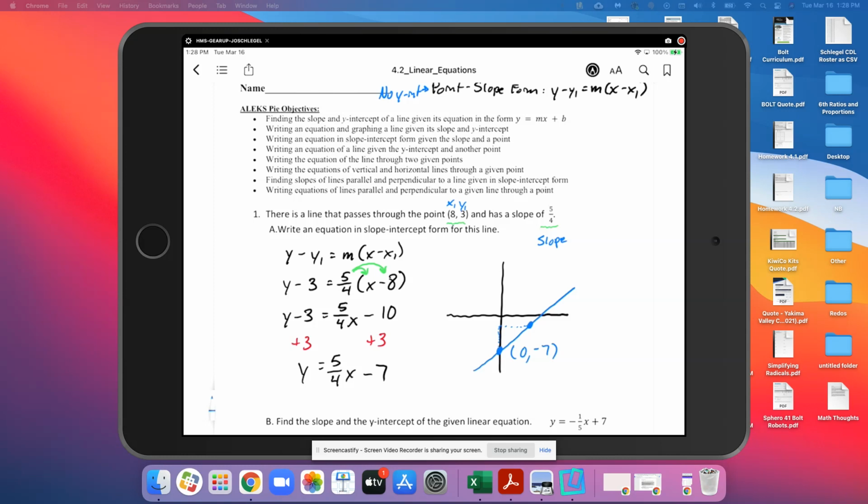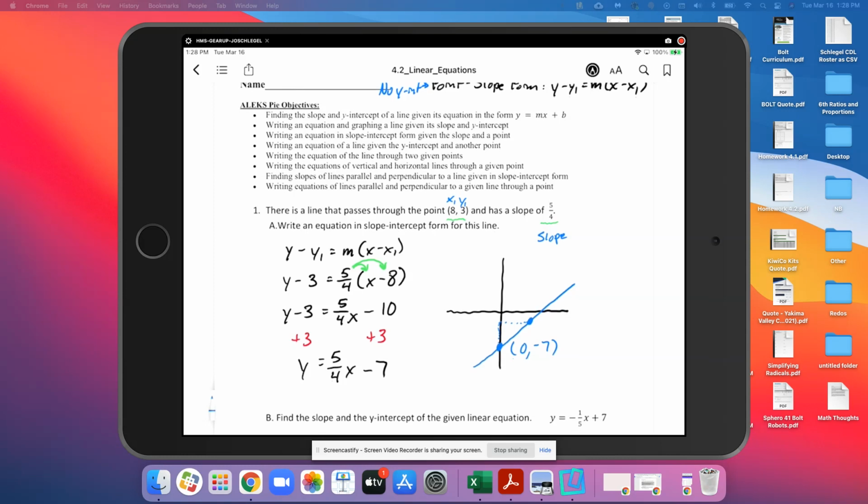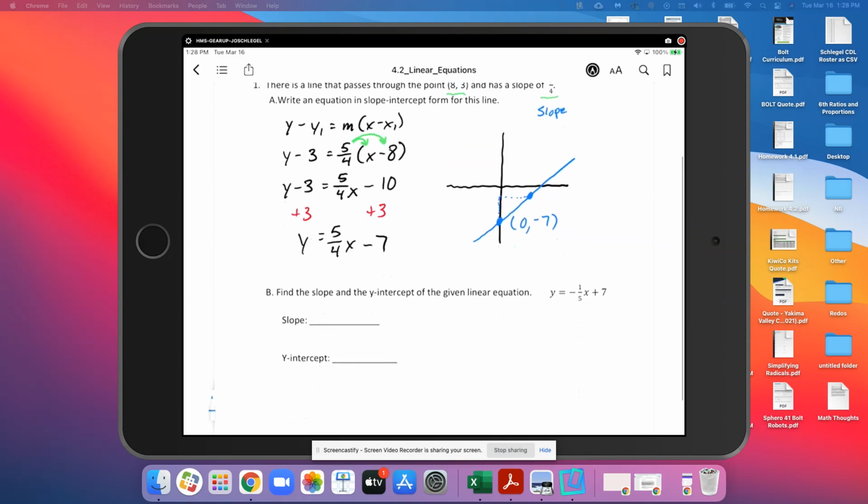So I'll pause for a moment before moving on to part B. Okay, part B is much easier.